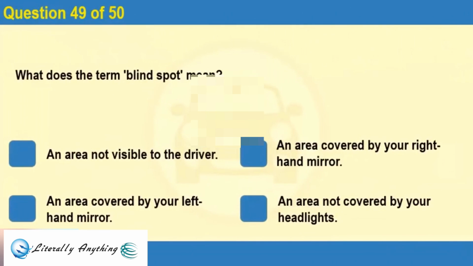What does the term blind spot mean? 1. An area not visible to the driver. 2. An area covered by your right-hand mirror. 3. An area covered by your left-hand mirror. 4. An area not covered by your headlights.